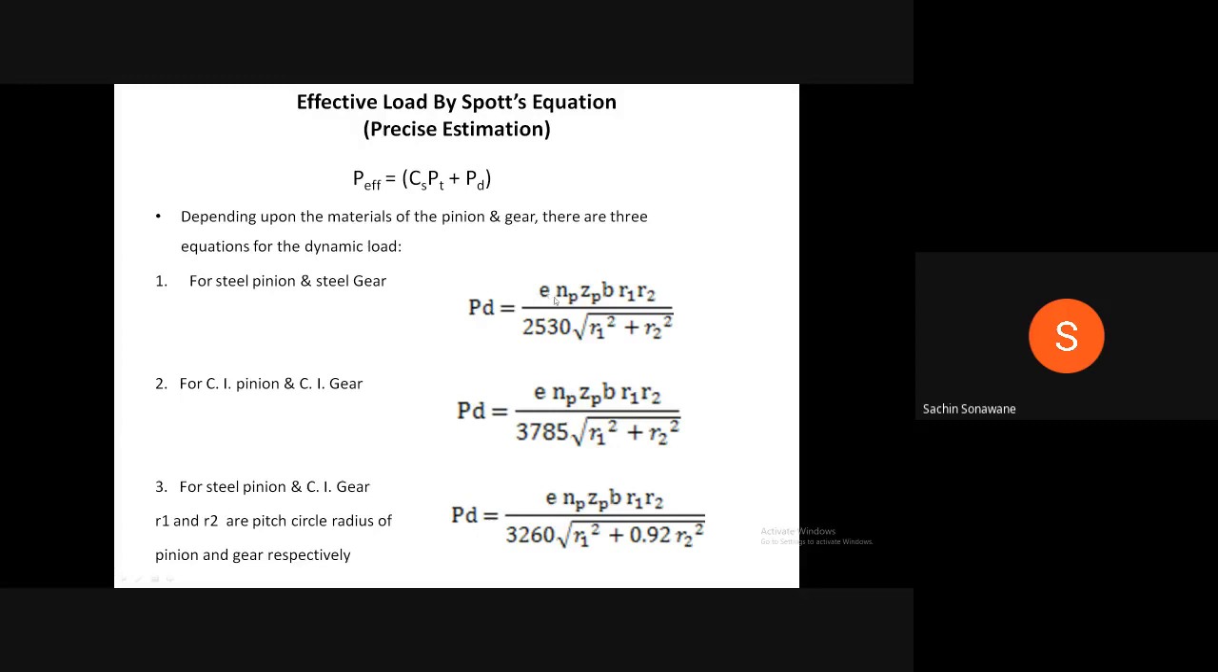NP is nothing but speed of the pinion. ZP is nothing but number of teeth on pinion. B means face width. Its value is generally 10 times module. R1 is nothing but pitch circle radius of pinion. R2 is nothing but pitch circle radius of gear. Therefore, write down these formulas and we will see next. I will wait for 5 minutes. Please write down.